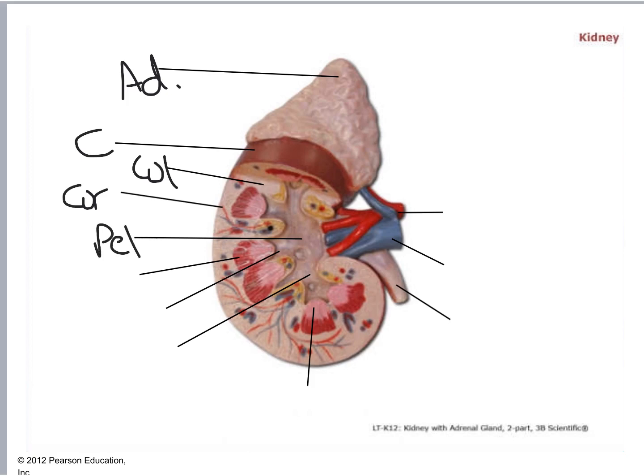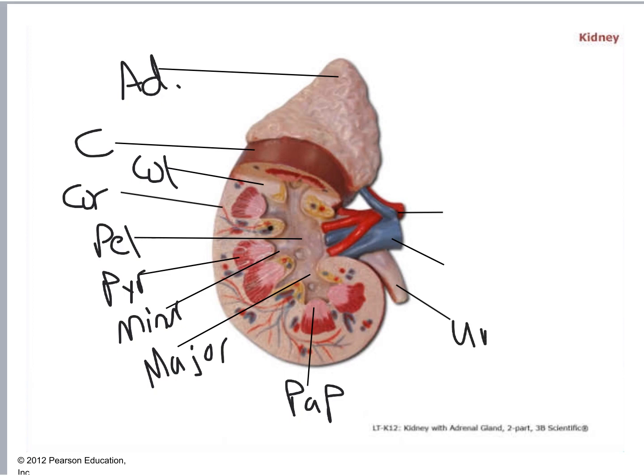The next line is pointing to the renal pyramid. The next line is pointing to a minor calyx. The next line is pointing to the major calyx. The next line is pointing to the renal papilla. Again, I'm going to put pap, but that is the renal papilla. The next line is pointing to the ureter.